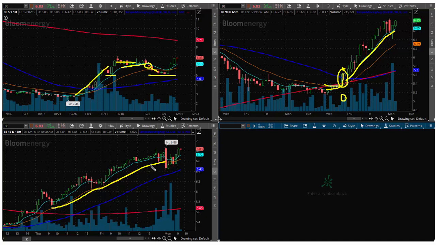So you get 2 different time frames and two different moving averages on 2 different time frames, both support the stock in the same area. That's where I'm going to zoom in and look for entries.